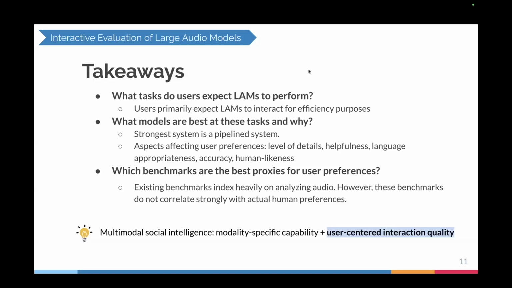They heavily focus on some audio analysis capabilities, but they do not necessarily predict what users actually need or require during actual interactions. So more broadly, these insights may also inform how we study social intelligence across other modalities beyond text, where modality-specific capabilities are not the only focus. In the meantime, prioritizing user-centered interaction quality is also important. So I hope this could be the main takeaway related to social intelligence.